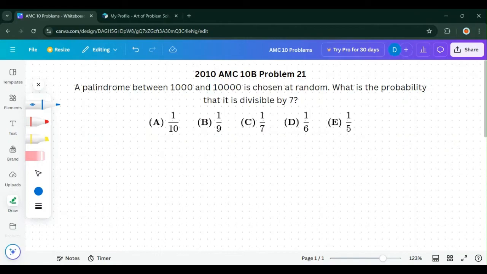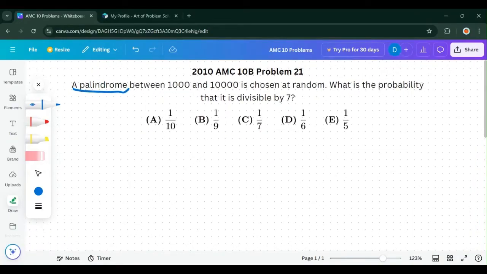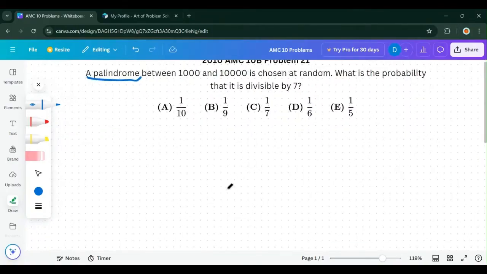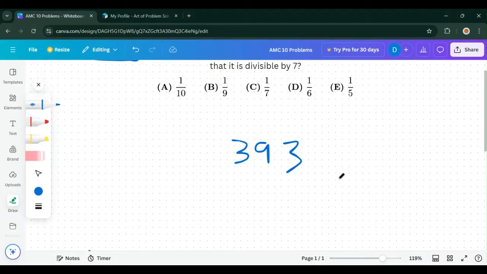So we first have to understand some pretty basic concepts. A palindrome is a number, an integer, that reads the same forwards as backwards. An example of this would be 393, and that's a 3-digit palindrome. It reads the same forwards as backwards.